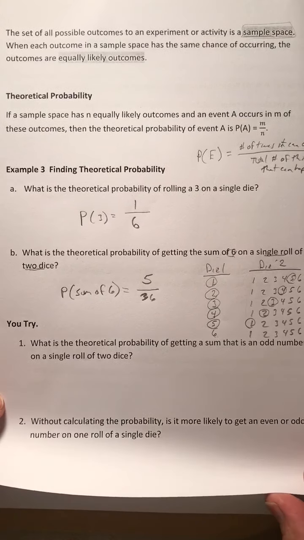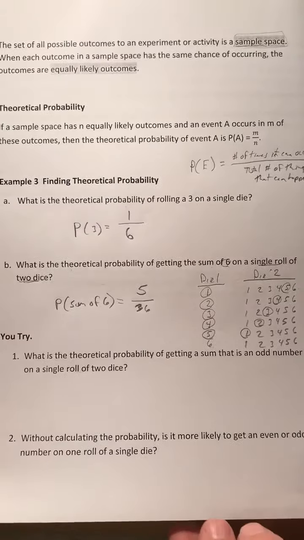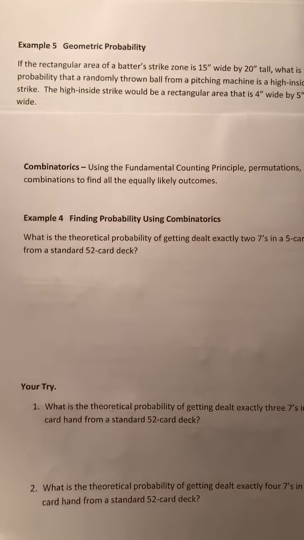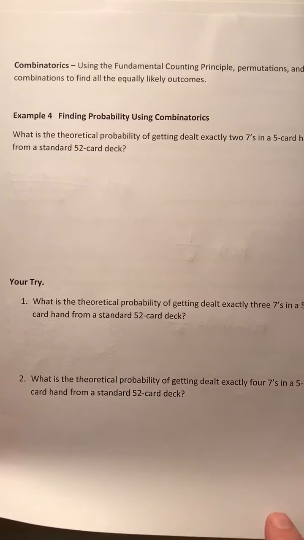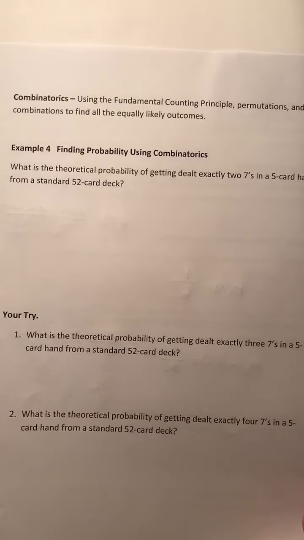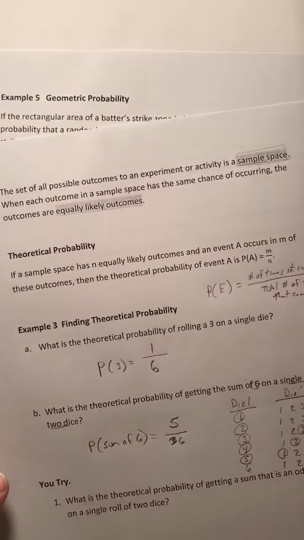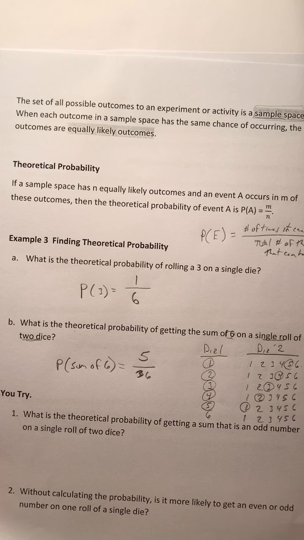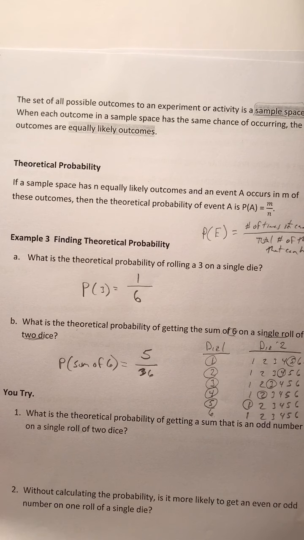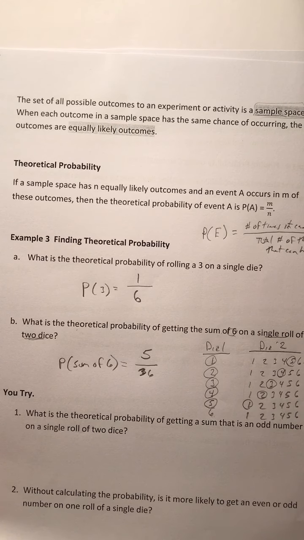All right, you've got 2 Try-Its for you to do. So the next one is finding probability using combinatorics. Actually, I'm just going to stop right there. Just stop with the experimental and theoretical, and then make sure you do the Try-Its, and then I'll give you a couple homework problems.